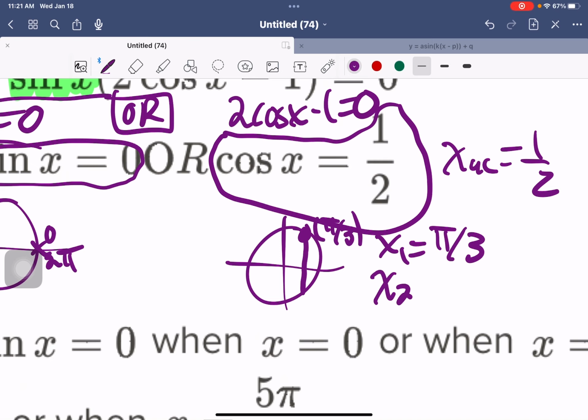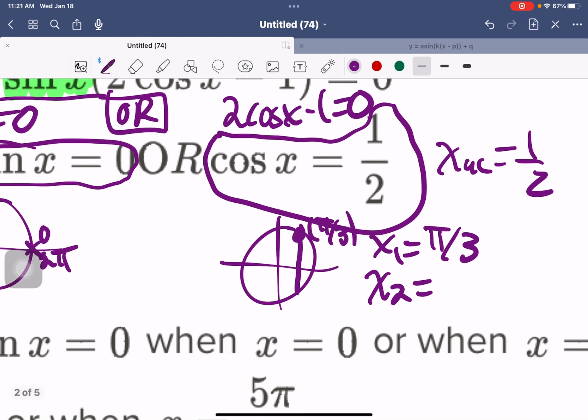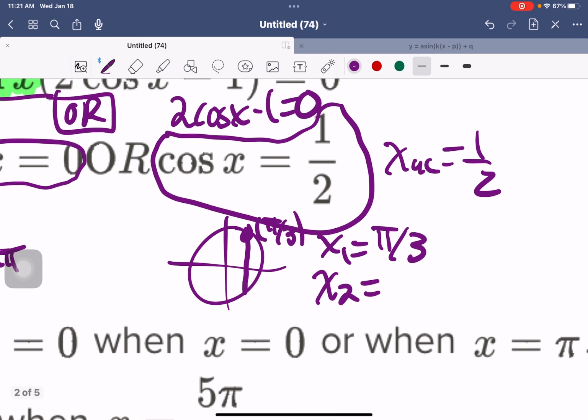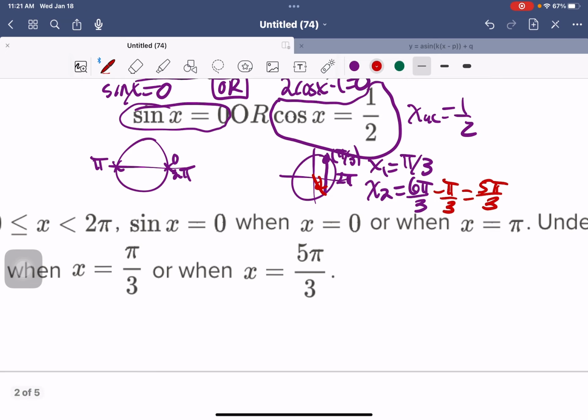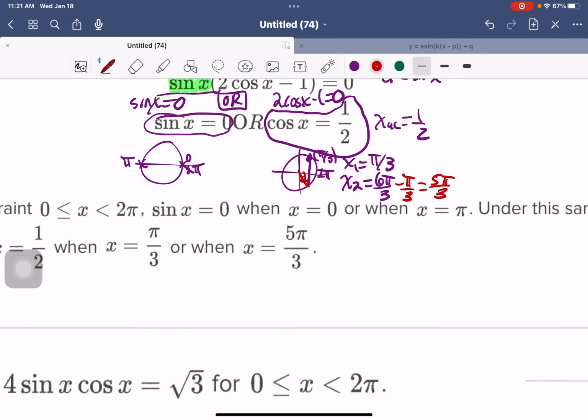Then x2 is going to be, this is 2 pi. It's going to be 6 pi by 3 minus pi by 3. Okay, 2 pi minus pi by 3. And that gives us 5 pi by 3. Okay, so here's our solutions.